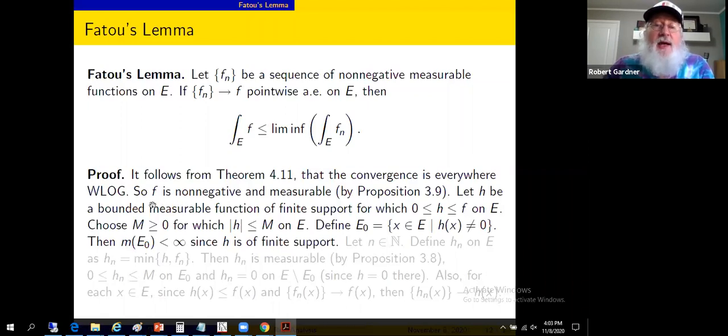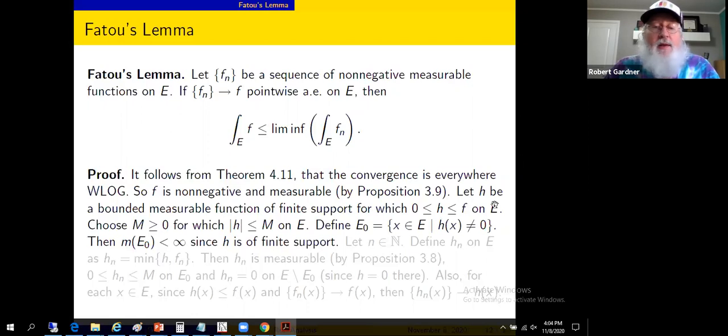So the limit function f: the hypotheses say the f sub n's are non-negative measurable functions. There are no hypotheses on the f function other than it's the pointwise limit of these functions. But if all the f sub n's are non-negative, then the limit function will be non-negative. Also, the pointwise limit of a sequence of measurable functions is measurable, back in chapter 3 when we talked about measurable functions, proposition 3.9, I guess. So f itself is non-negative and measurable, so it does live in class 2 as needed.